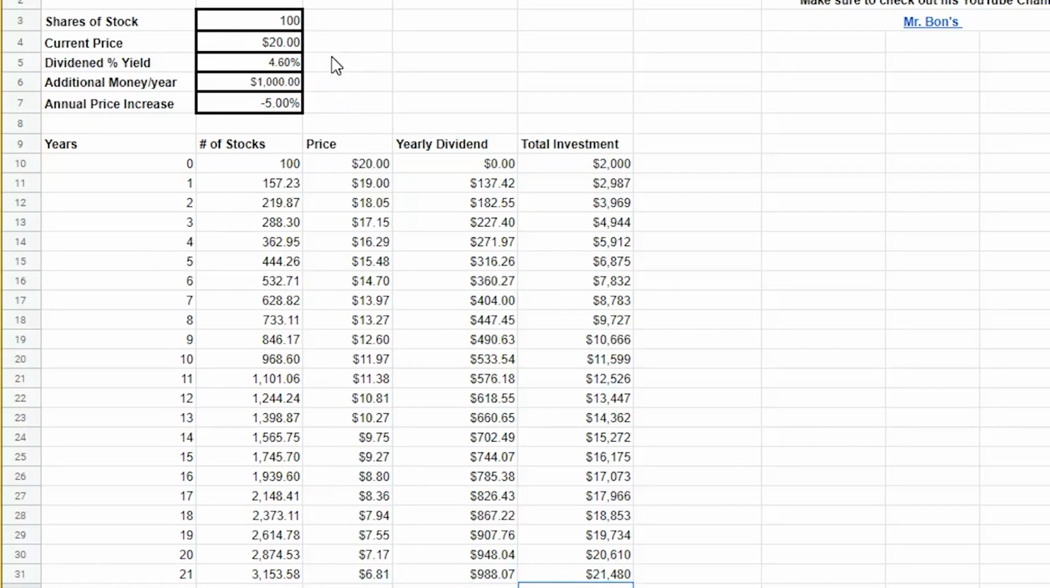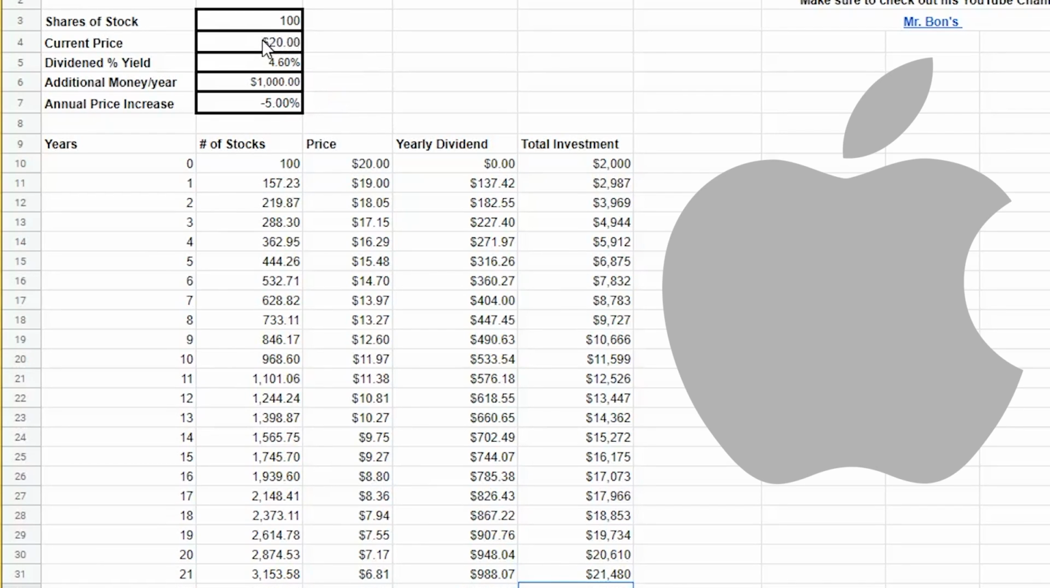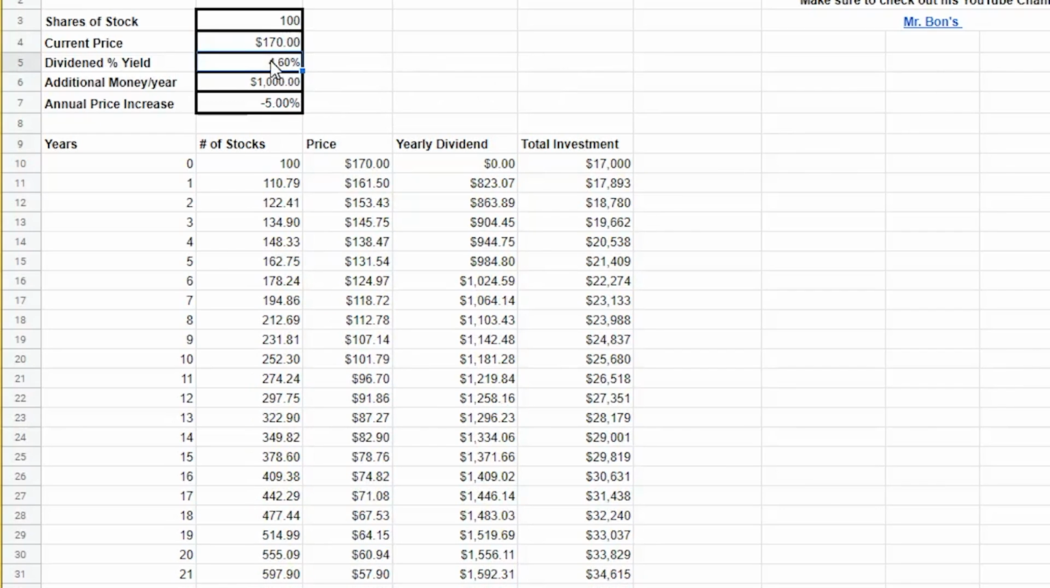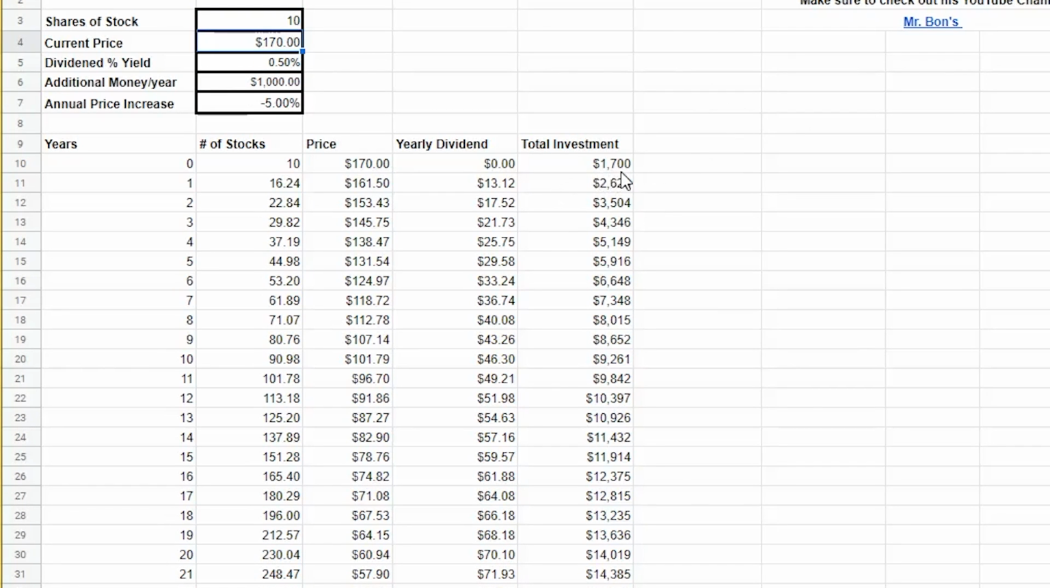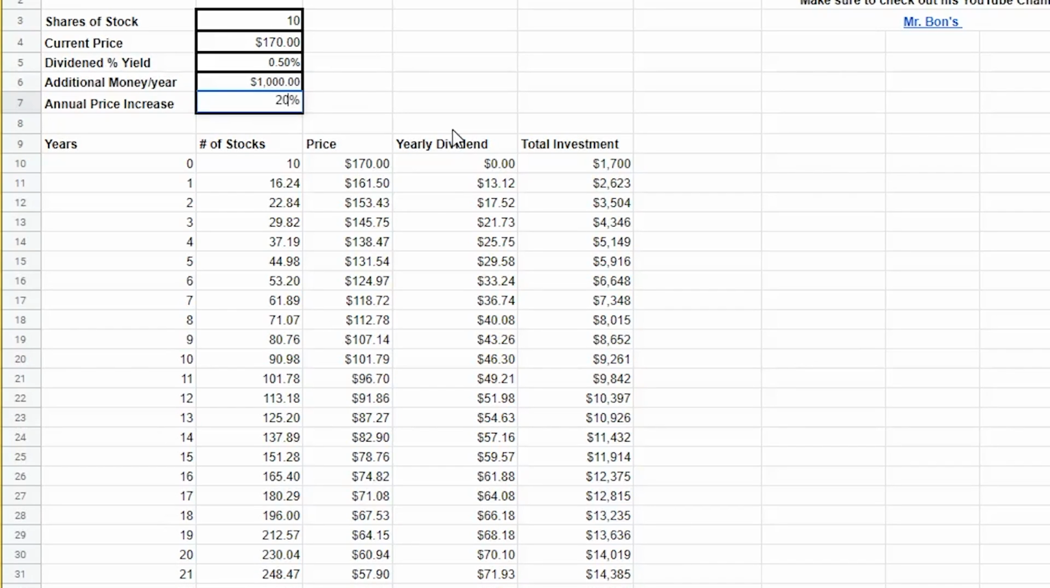Let's say that you put it into Apple. Apple is currently $170. It has a dividend yield of 0.5%. But you know that you can put $1,000 in per year and you put in around $2,000. Over the last 20 years, it has been increasing around 35% per year. But let's just say it's 20% per year.